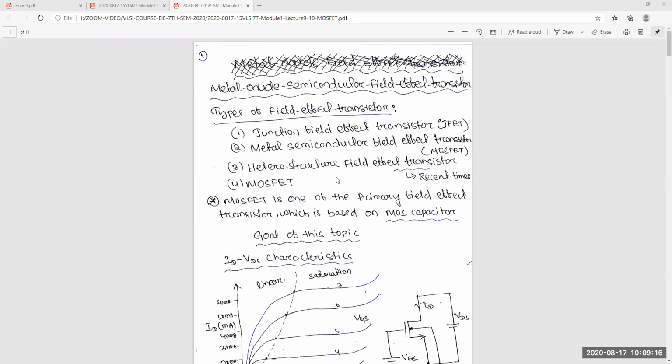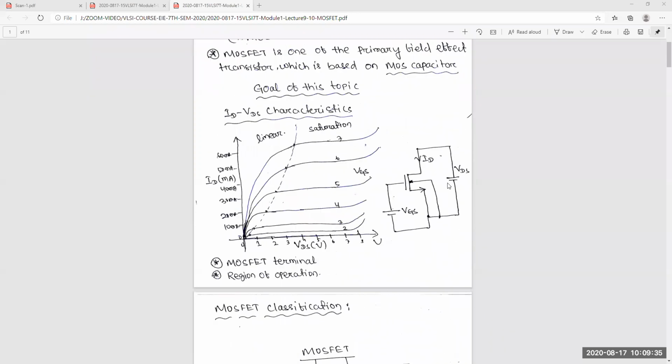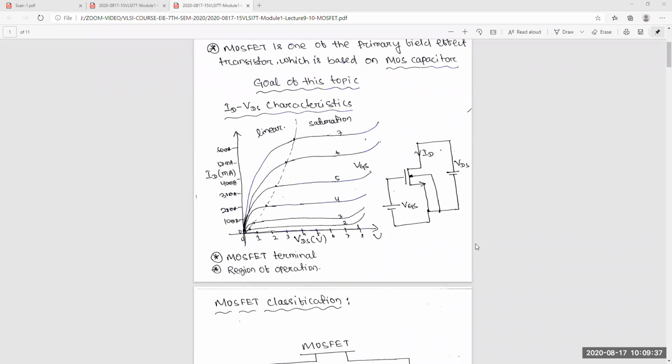This MOSFET is completely based on the MOS junction or MOS capacitor, whatever we have discussed. So whatever equations or derivations we do next will be based on that. Here we will discuss the MOSFET, and this is the biasing arrangement of the MOSFET.